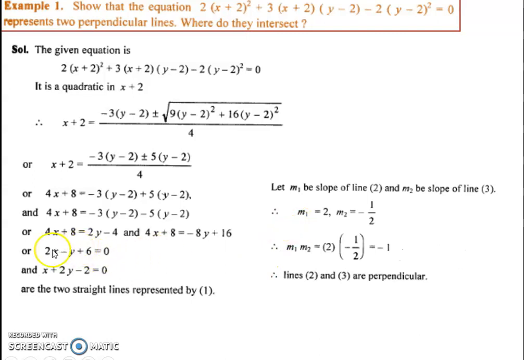Now m1 is the slope of this line, that is 2, m2 is the slope of this line, that is minus 1 by 2, and m1 into m2 is equal to minus 1. So these two lines are perpendicular. The second part is whether they intersect. Yes, to find the intersection we simplify these two equations. x by minus 2 minus 12, y by 6 plus 4, and 1 by 4 plus 1. So we get x is equal to minus 2 and y is equal to 2. So the point of intersection is (minus 2, 2).